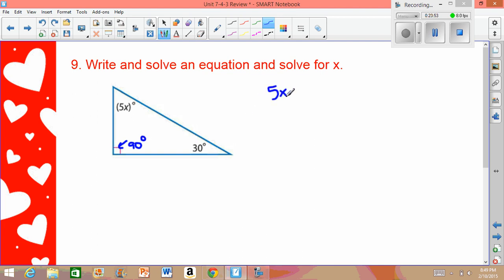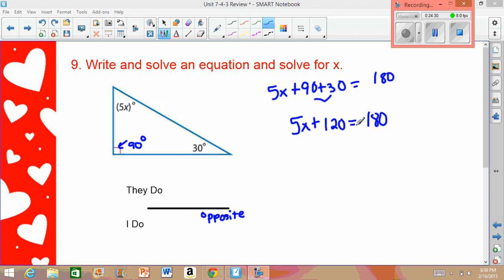So I have 5x plus 90 plus 30. All 3 of those together total 180 degrees. So I'm going to combine these two to make our equation a little bit easier. So I have 5x plus 90 plus 30 gives me 120. And that equals 180. So we have an equation again that we are going to need to solve.